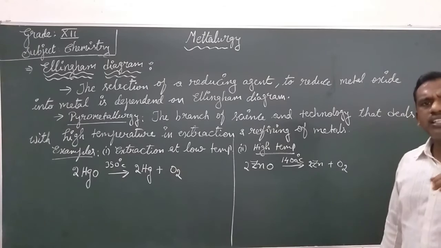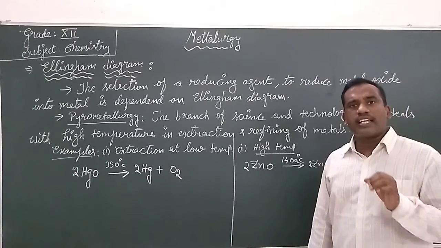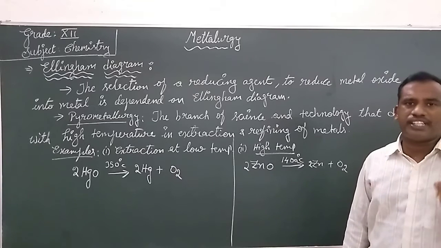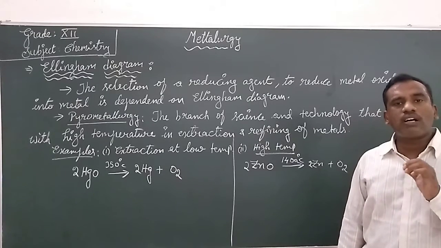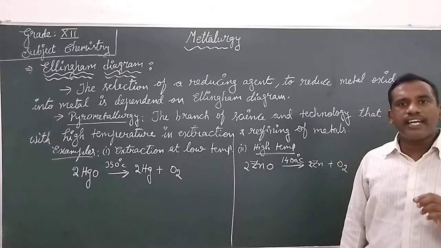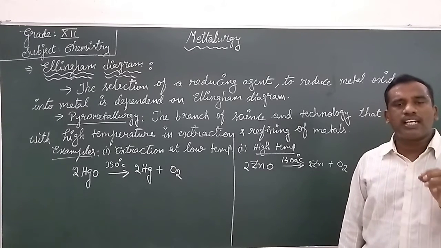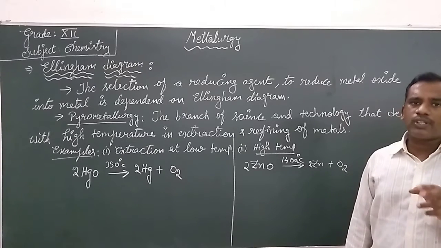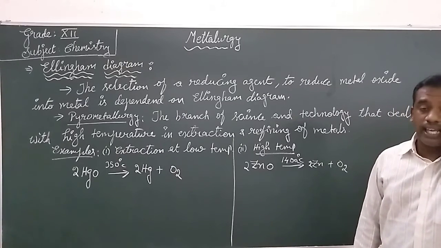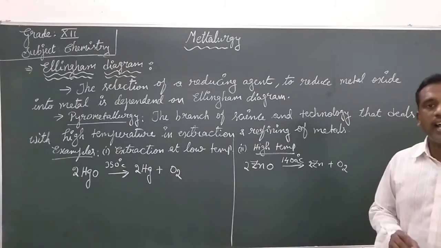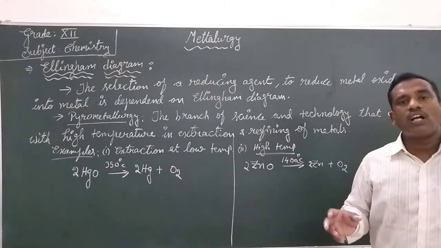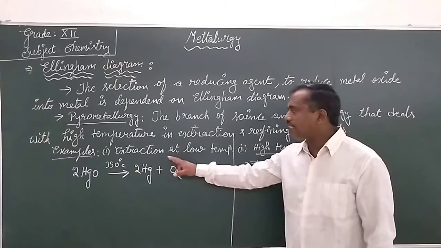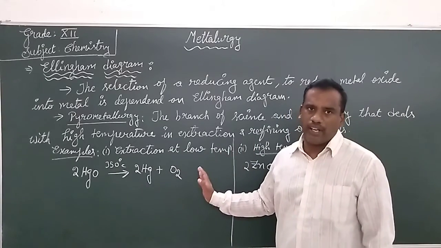Here there are some metal oxides that can be reduced to metals at low temperatures, but most metal oxides need very high temperatures to be reduced into the metals. So we have chosen both examples here. One example I have taken is a metal oxide that needs a lower temperature for extraction.